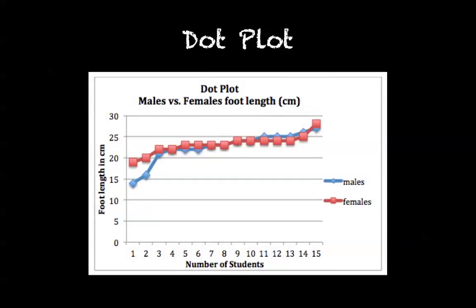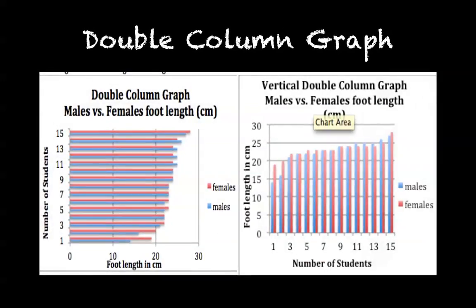On Excel, I simply highlighted my categorical data and created a dot plot. Although this dot plot accurately represents the data, it is difficult to read as the data overlaps each other. Using a similar formula on Excel, I was also able to create double column graphs.